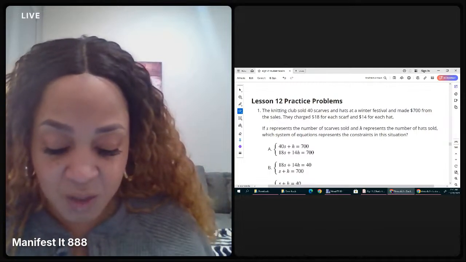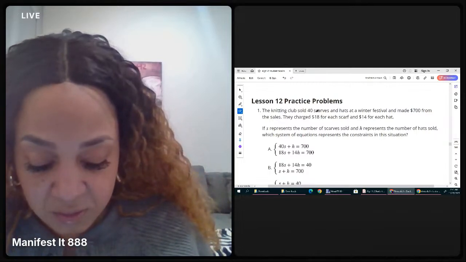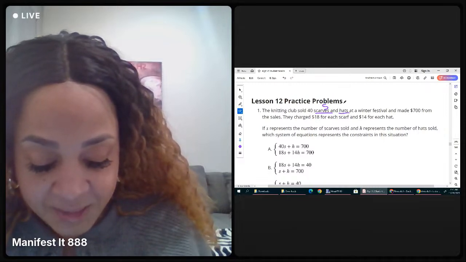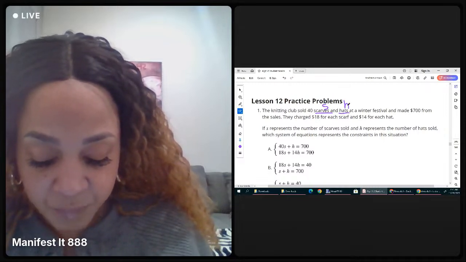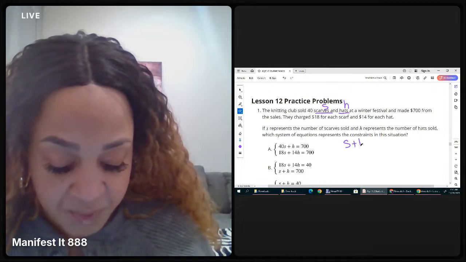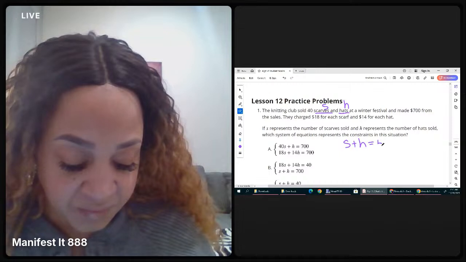We know that scarves is going to be equal to S and hats going to be H. Altogether they sold 40. So we need some form of an equation that looks like the following.